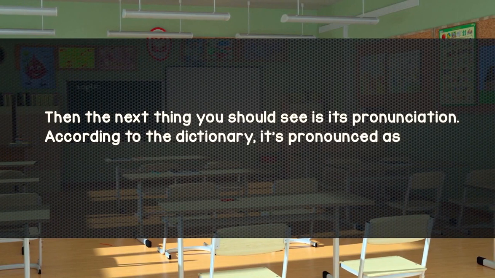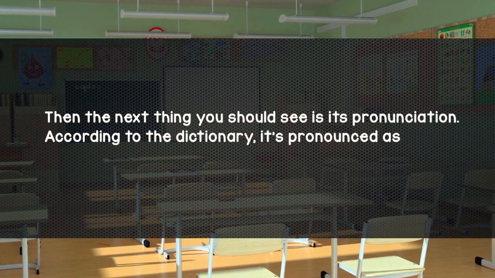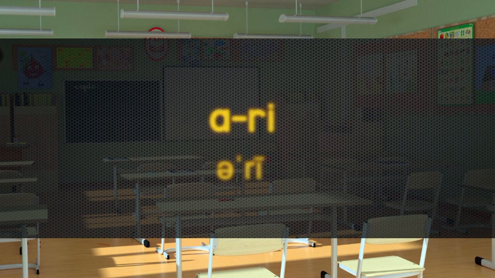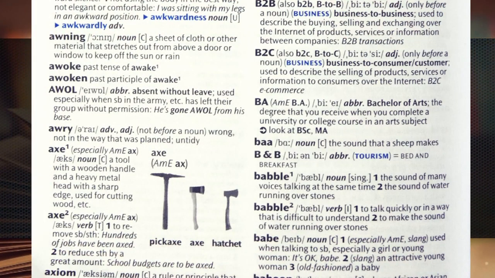Then, the next thing you should see is its pronunciation. According to the dictionary, it's pronounced as awry. In the brackets, you will see parts of speech. The dictionary will tell you whether it's a noun, verb, preposition, and so on. And awry can be used as an adverb or an adjective.